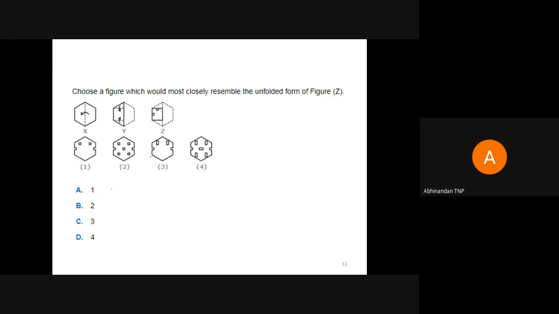Go for next. Now, here we have a hexagon. We are folding it from this side. Then again, we are folding these two triangles, and then we are cutting over here. So this is very, very simple. The manner in which you have folded it, the same manner you have to unfold it. That's all. So you can unfold this.